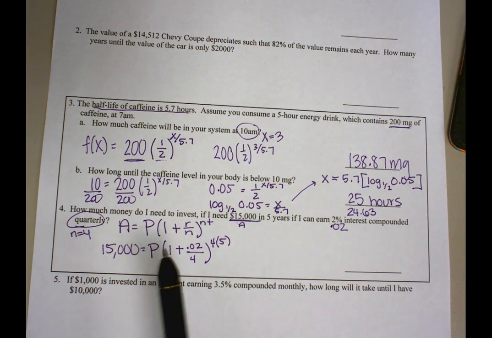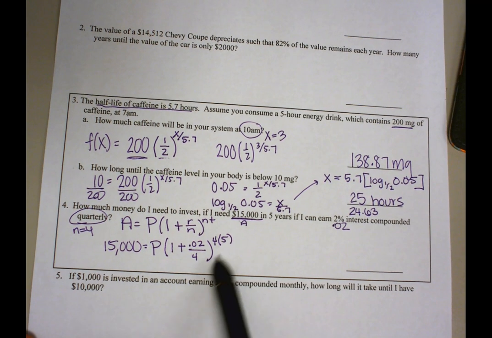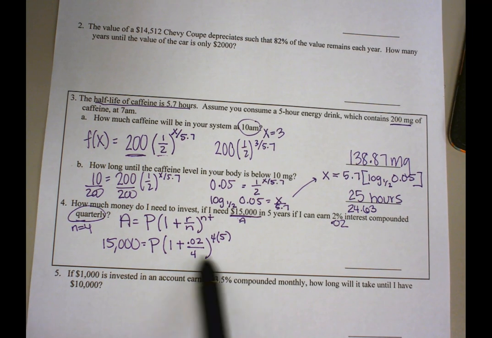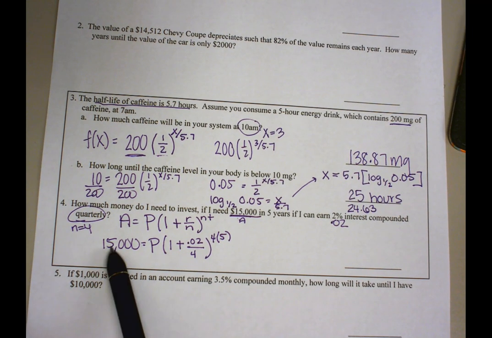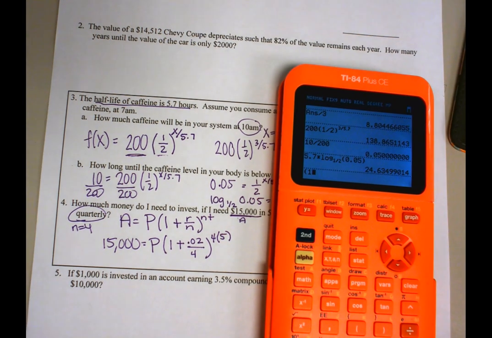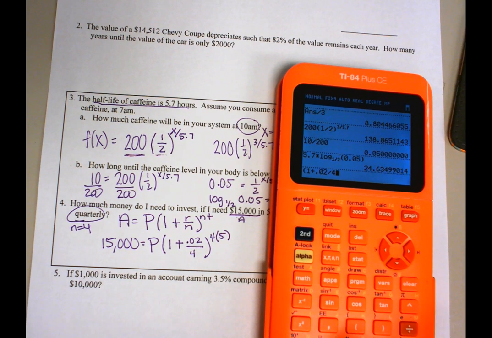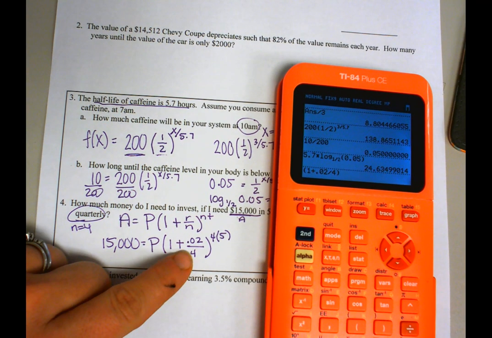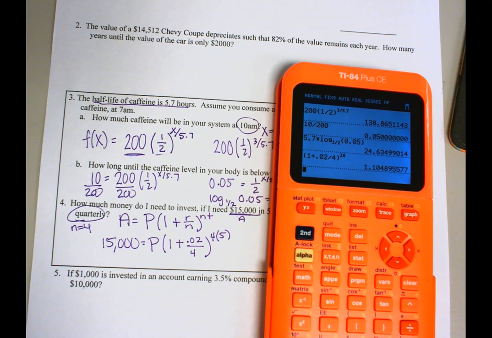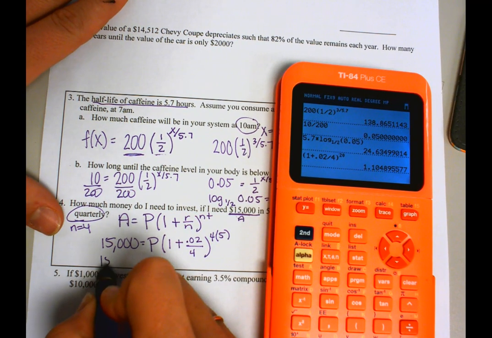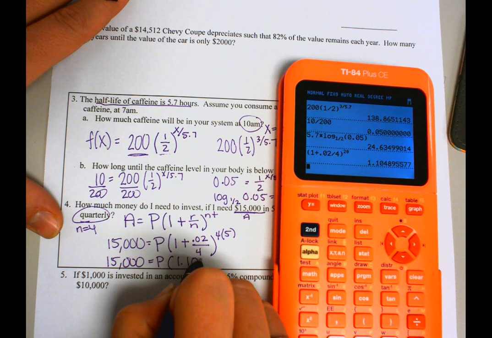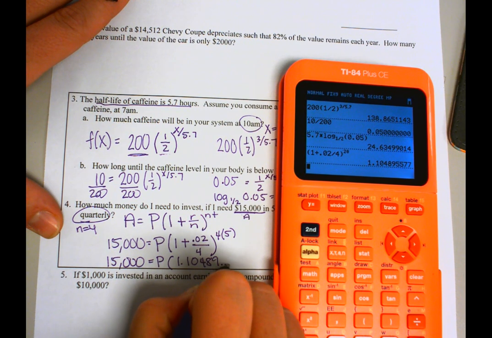And I know I'm solving for P, and all of this is just being multiplied by P. I could figure out what this number is, and then I'm going to take this divided by that. So we're going to do, in parentheses, 1 plus 0.02 divided by 4, that's this part, raised to the 4 times 5, or 20th power. I get this value here. So I get 15,000 equals P times 1.10489. And it keeps going.